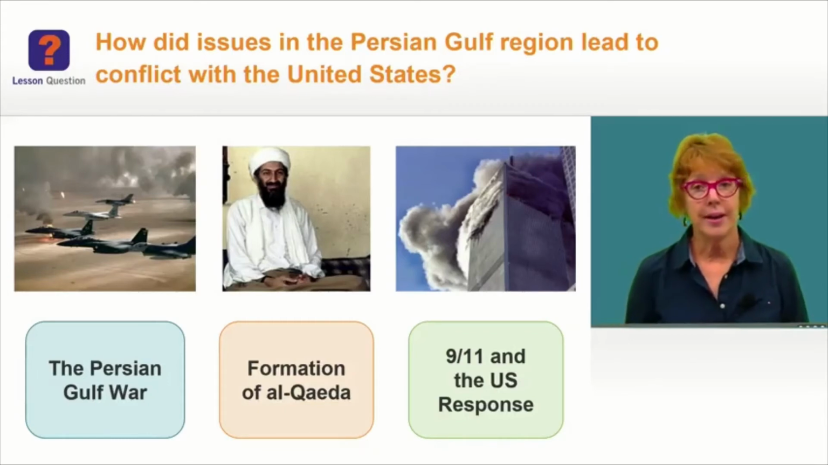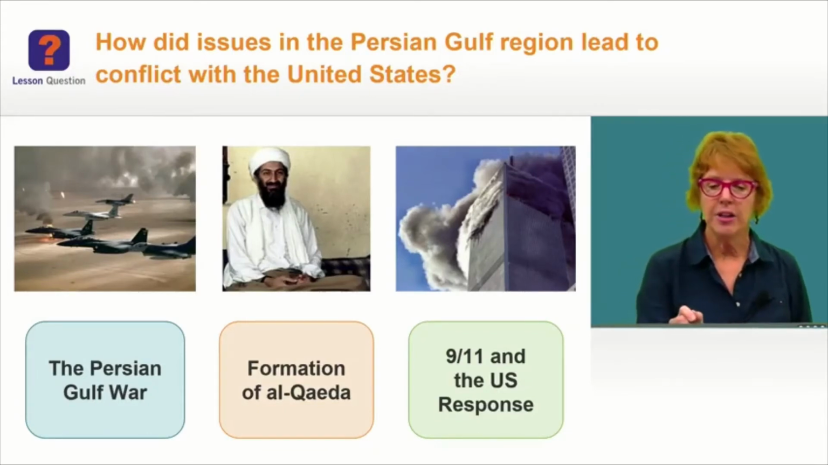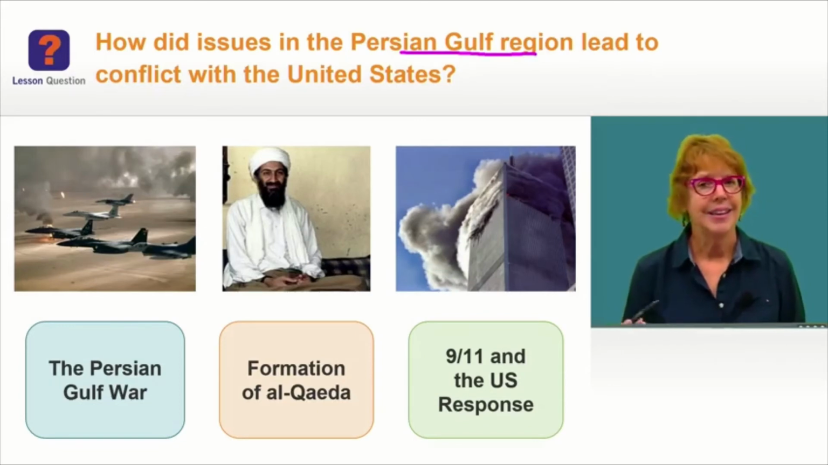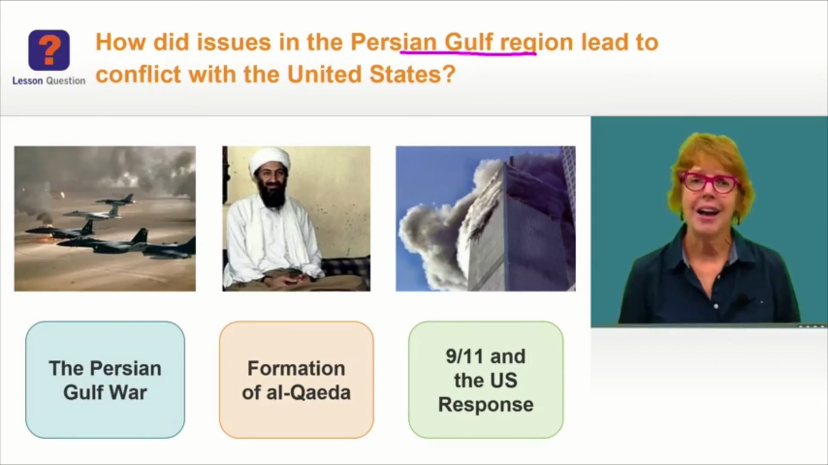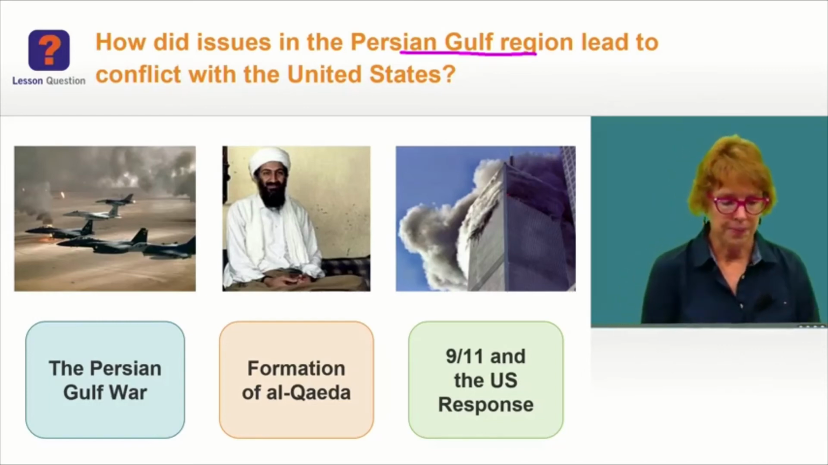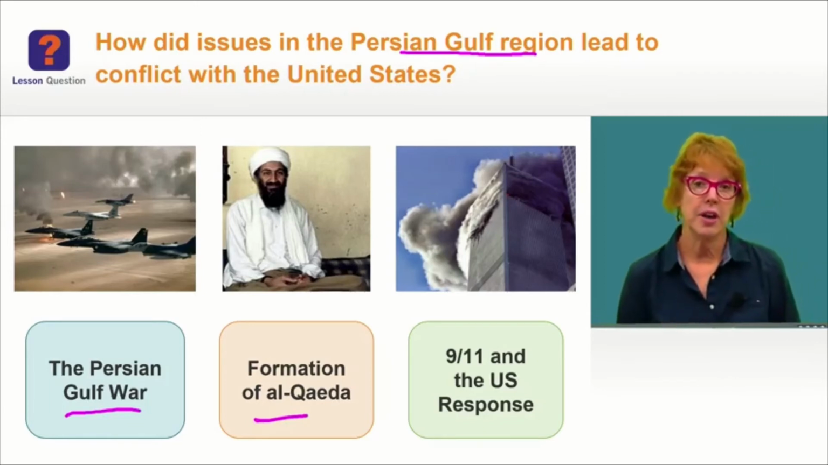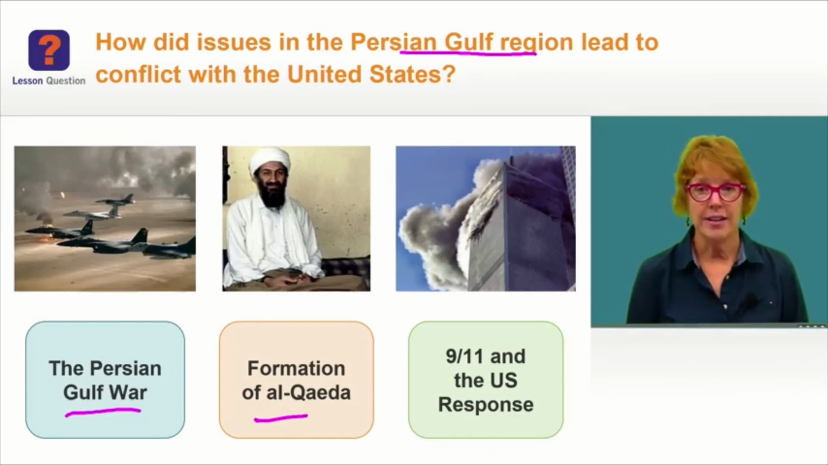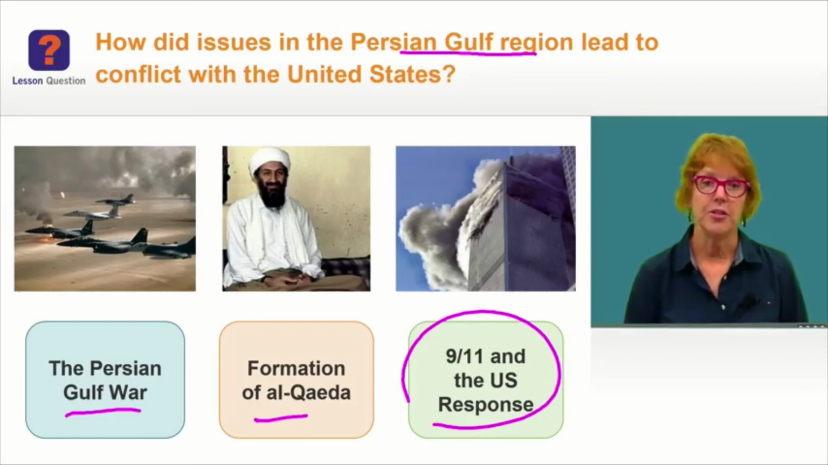We're well on our way to answering our lesson question: how did issues in the Persian Gulf region lead to conflict with the United States? Keep up the good work here. There's a lot going on in this lesson. We've seen how the Persian Gulf War and the rise of al-Qaeda have increased tensions between the United States and the Middle East. Now we'll take a look at the attacks on September 11, 2001, and how they changed the way the United States dealt with international terrorism.